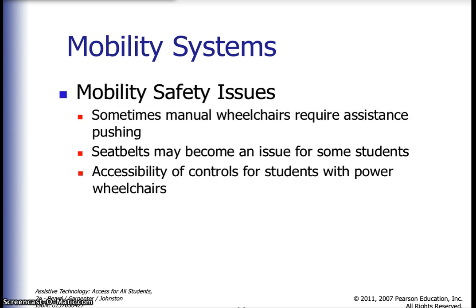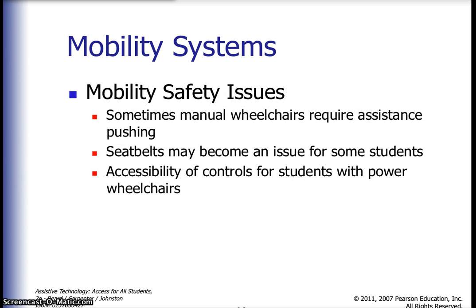Mobility systems. Mobility safety issues. Sometimes manual wheelchairs require assistance in pushing them. Seatbelts may become an issue for some students. They might have to have them, or it might be difficult to use them because of the size of the student. Accessibility of controls for students with power wheelchairs is also a concern because you want them to have the most functional controls within the power system.